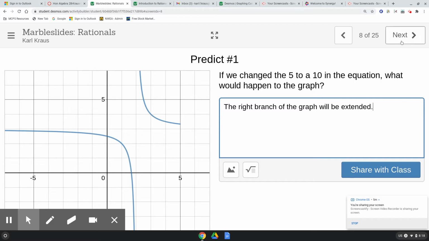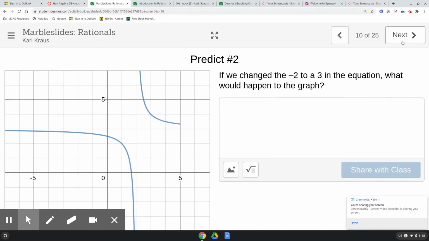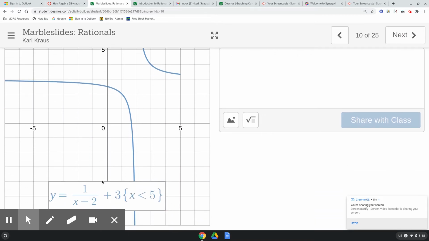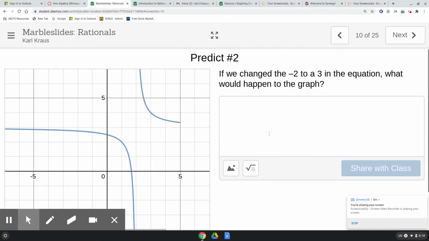And then on the next slide, they want you to go ahead and do it and see if your prediction is correct. So if I make this a 10, it extends this right branch. What if we change the -2 to a 3? So if I make this +3 here, then that's going to move the graph to the left 5 units.